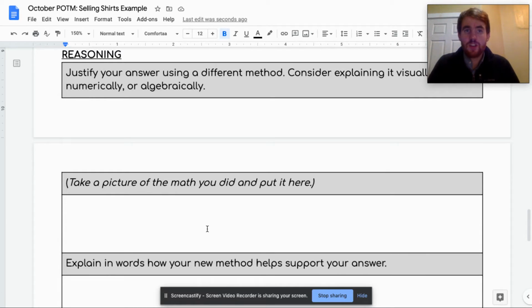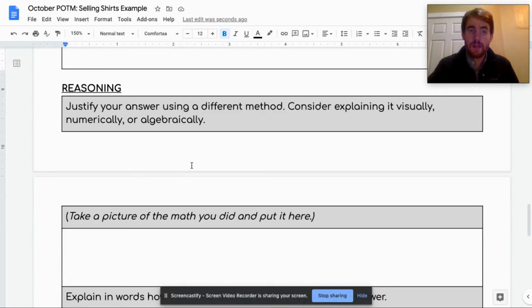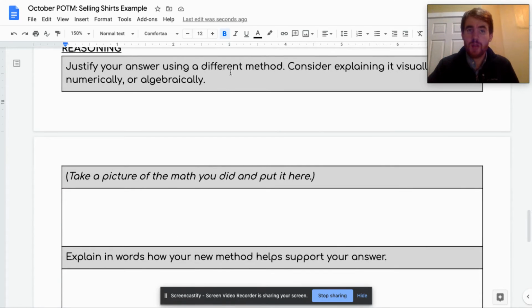Okay, so if you're curious, the reasoning section, the last section, is where you would work on solving the problem a second way. So up here, you solve the problem one way. In the reasoning section, you want to solve the problem using a different method. So if you did algebra in the first way, you might do it with a picture. If you did a picture the first way, you might do it with a table. And now I'm going to show you a couple of different ways you might consider solving the problem.